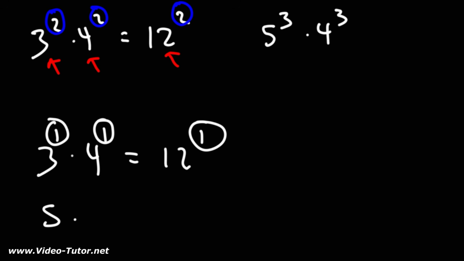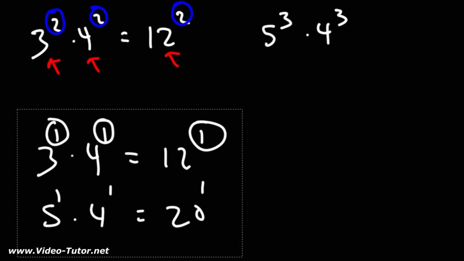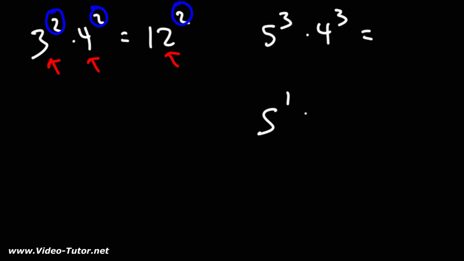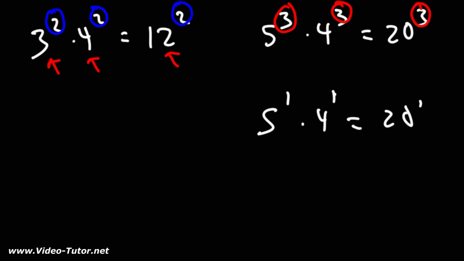So for instance, 5 times 4 is 20. That's because we kept the exponent the same. It stayed a 1. But when the exponents are a number other than 1, it will still remain the same. So just as 5 times 4 is 20, 5 cubed times 4 cubed will be 20 cubed. If you keep the exponents the same, you can multiply the bases. That's the lesson of this video.